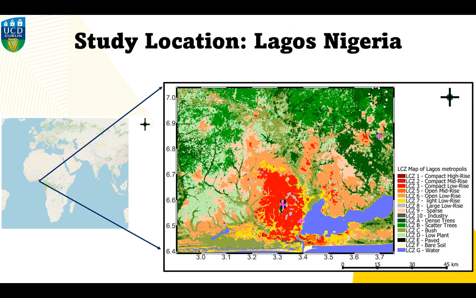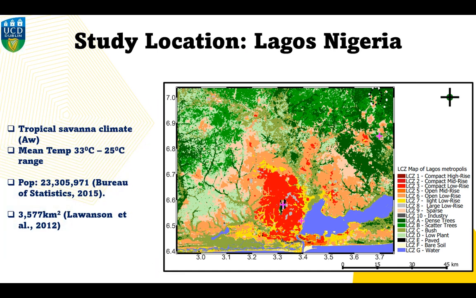First, we generate the local climate zone map of the city using our own locally derived training areas. Specifically for LCZ7, which is the informal area, we have shape files of slum areas, which we use to represent LCZ7 as informal settlements.